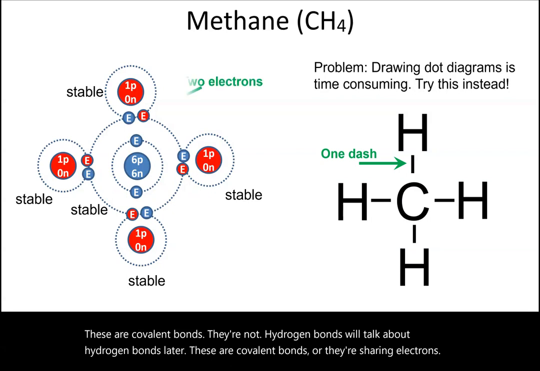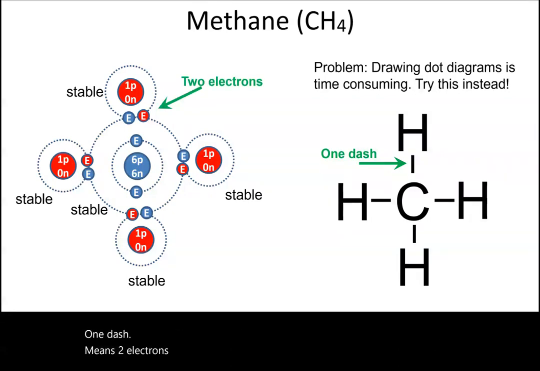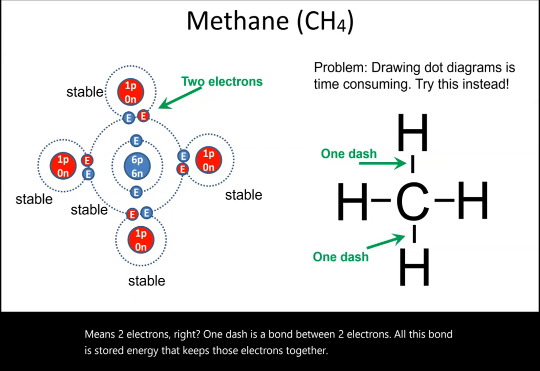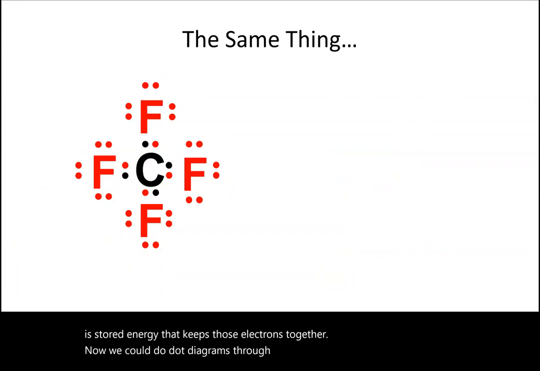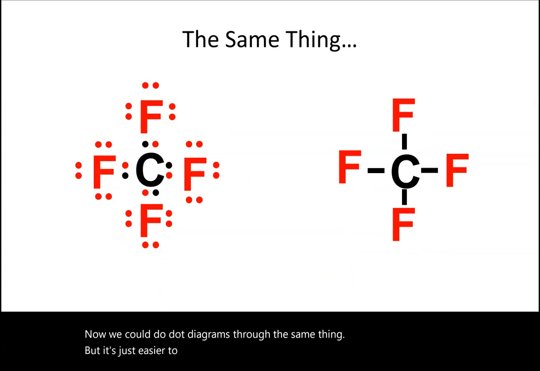1 dash means 2 electrons, right? 1 dash is a bond between 2 electrons. All this bond is stored energy that keeps those electrons together. Now, we could do dot diagrams. They're the same thing, but it's just easier to draw a skeletal diagram. 1 dash is 2 electrons.